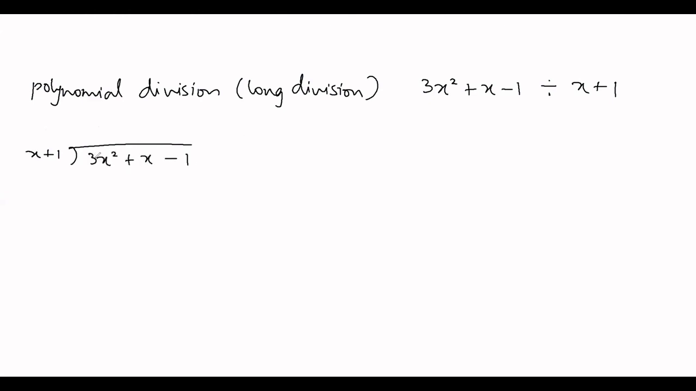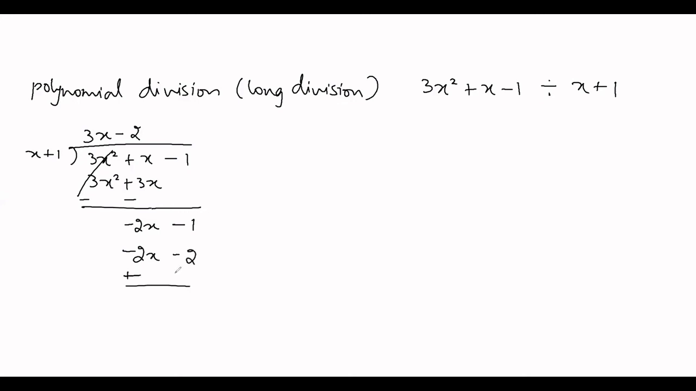So 3x squared here, so I'll multiply x by 3x to get 3x squared plus 3x. Now I'll subtract, change the sign, 3x squared minus 3x squared gets cancelled, plus x minus 3x is minus 2x, bring down minus 1. So minus 2x here, so I multiply by minus 2. Minus 2x minus 2. Now change the sign to subtract. 2x minus 2x gets cancelled. 2 minus 1 is 1. So this is my quotient and this is remainder.